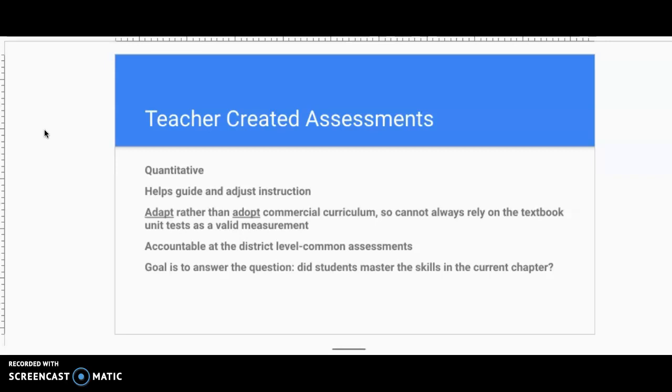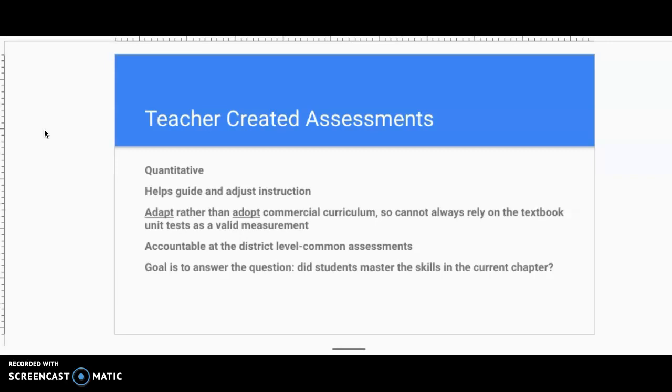Common assessments then, I know there's districts around the area that use those. My district is one as well. But common assessments really keep us accountable at the district level. So I teach 5th grade, for example, and we give common math assessments. And so every single 5th grader does take the same exact test at the end of every single math unit.